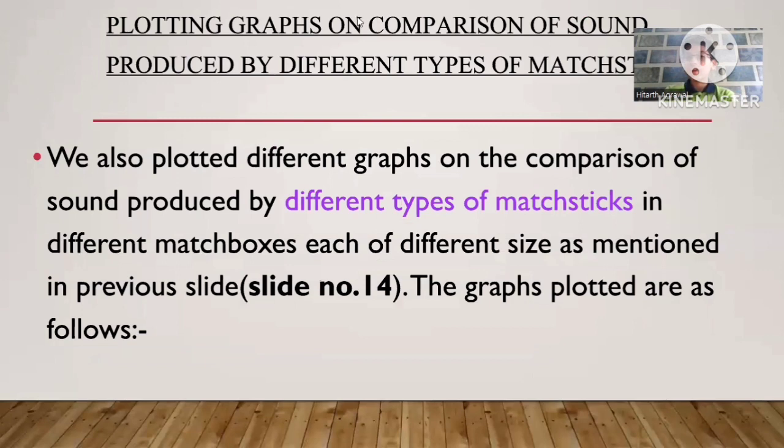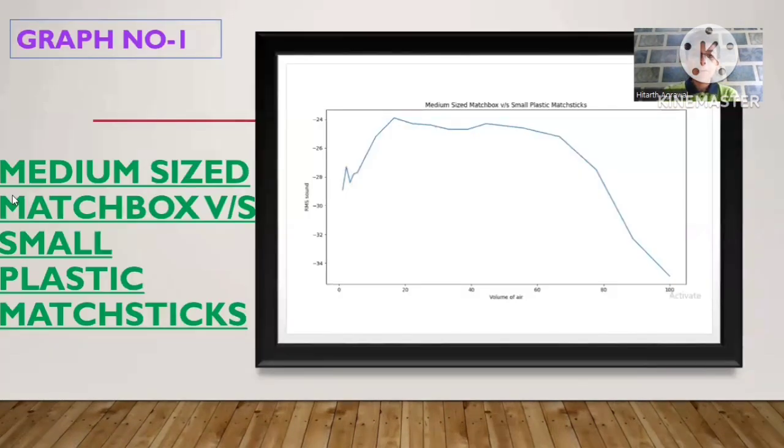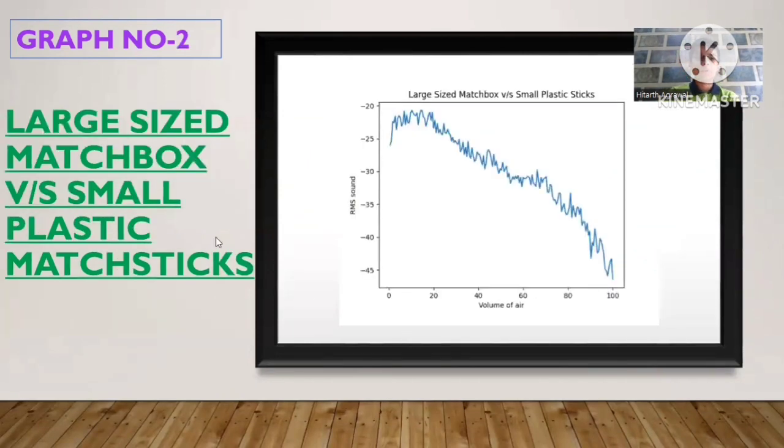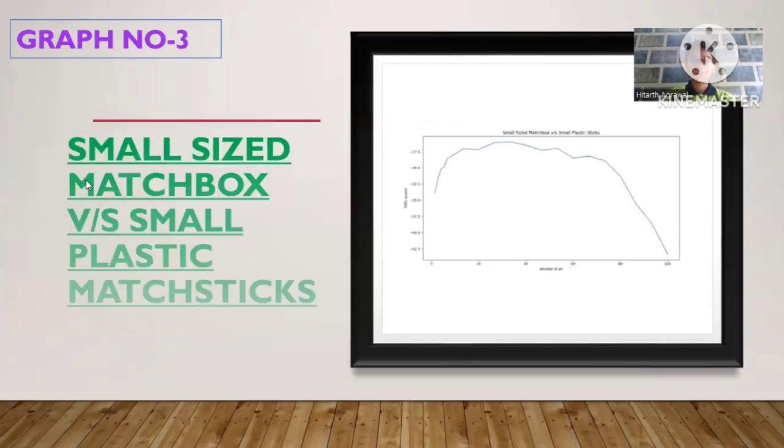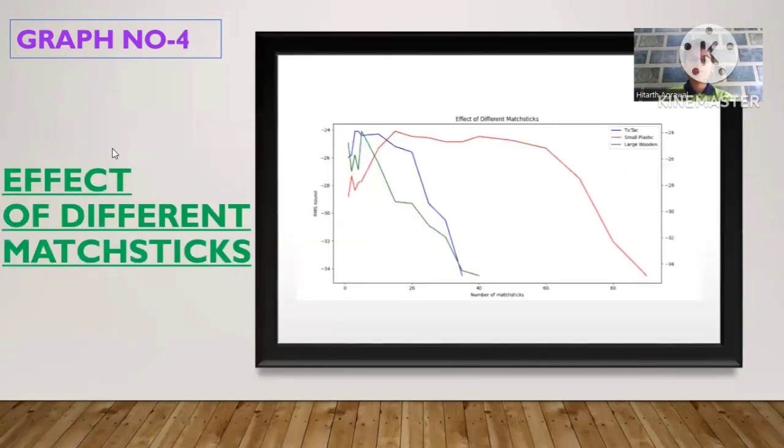After that we plotted graphs and comparisons of sound produced by different types of matchsticks. I will now be showing you the different types of graphs we have plotted on the basis of sound produced. Graph number 1, medium sized matchbox versus small plastic matchsticks. Graph number 2, large sized matchbox versus small plastic matchsticks. Graph number 3, small sized matchbox versus small plastic matchsticks. Graph number 4, effect of different matchsticks. The same is shown in the graph with the help of different colors for different types of matchsticks.